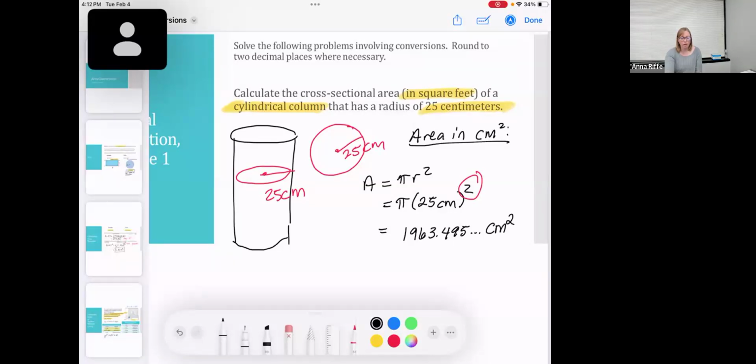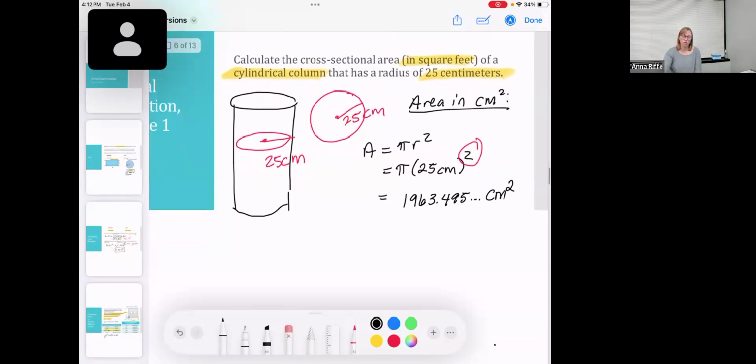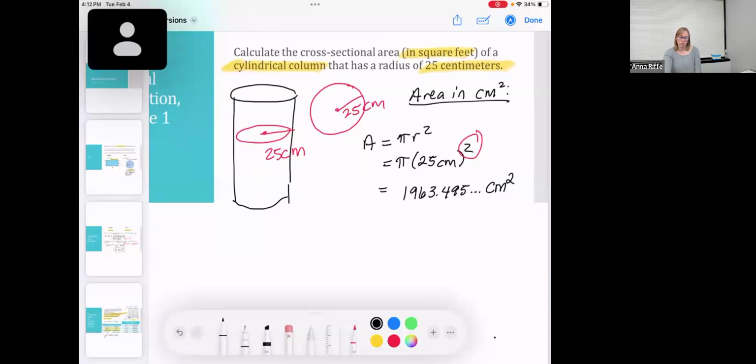And we are talking area now. We just applied that area formula. So our units are squared now. It's not centimeters anymore, it's square centimeters. Okay. So we found the area. Let's convert that area to square feet.